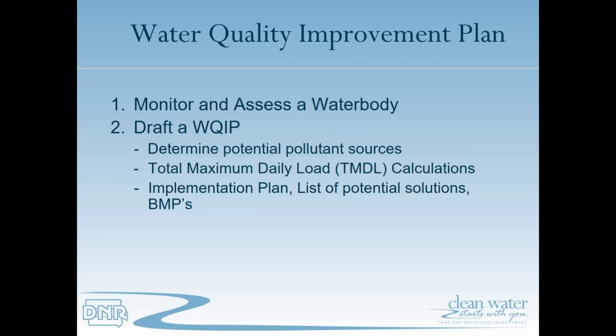So first of all, what goes into the Water Quality Improvement Plan? We will first have to monitor and assess a water body. So what that means is we'll actually get out onto a boat, collect water samples, send them off to a lab for analysis, and determine if the lake or stream is impaired or not. And if it's impaired, we'll go to the next step of drafting that Water Quality Improvement Plan to determine potential pollutant sources, where they come from, what allocations there are, do our TMDL calculation, and then, as Jeff noted, we'll add that implementation plan or a list of solutions to help come to a solution in the watershed.